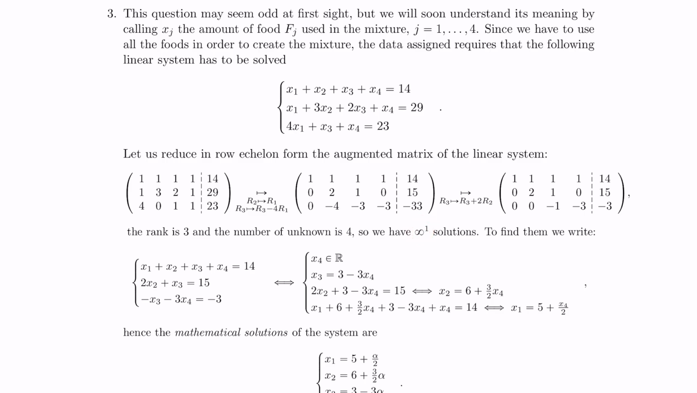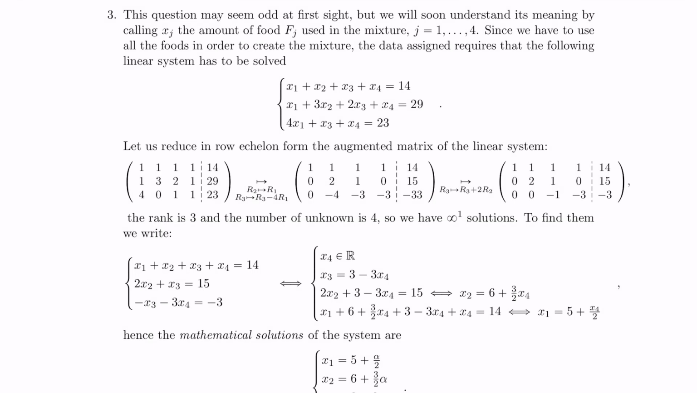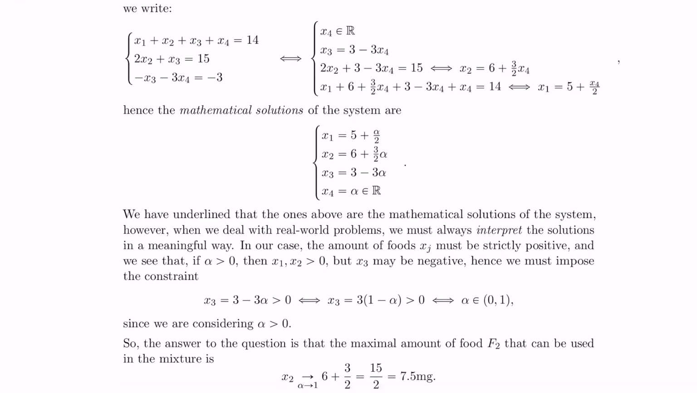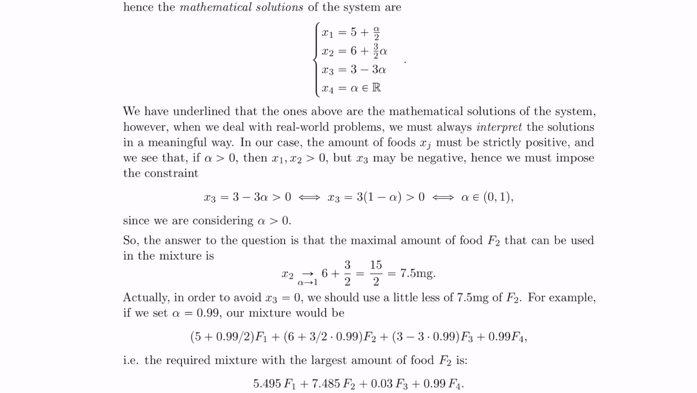To find these solutions, as always, we take the reduced matrix and we transform it back to a linear system, which can be easily solved by substitution, obtaining the solution here. Now notice a very important thing. These are the mathematical solutions to the linear system. But in order to find out the solutions that make sense for our specific problem, we have to interpret them.